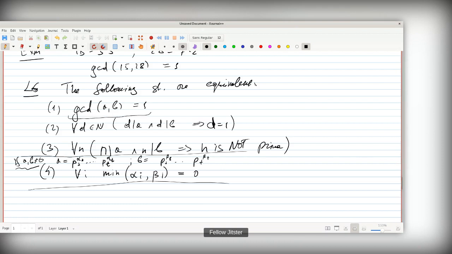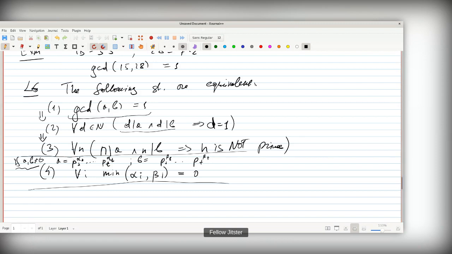Okay, if the greatest common divisor was 1, then every common natural divisor must divide 1. But if it divides 1, it equals 1. So this one is clear. Next, if every common divisor is 1, then of course it is not possible to have a common prime divisor, because no prime number is 1.